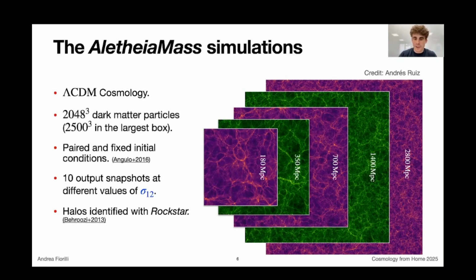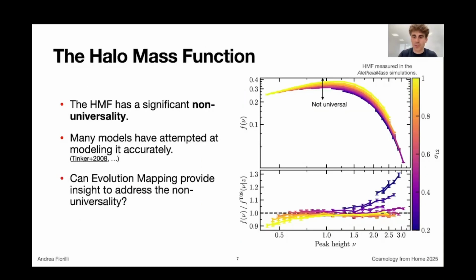Now, when we look at the mass function in the Aletheia mass simulations, what we can immediately see from the top panel of the plot here, where f of nu is plotted, is that universality doesn't really hold. f of nu is not really entirely described by the peak height, and this is by no means big news. It has been known for quite a long time that the mass function exhibits non-universality, and there have been many attempts at modeling such non-universality. Most of them are given in terms of fitting functions for f of nu, calibrated on numerical simulations, which is the same that we will try to do in this work.